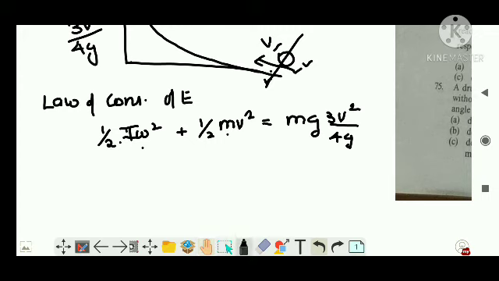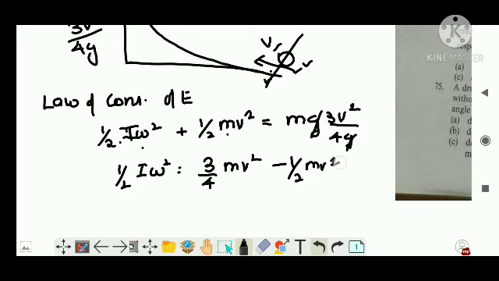So I can write half I omega squared is equal to 3 by 4 mv squared minus half mv squared, because the g cancels off. So let us make this as 2 and this becomes 4. So 3 minus 2, 1 by 4 mv squared. So mv squared by 4.